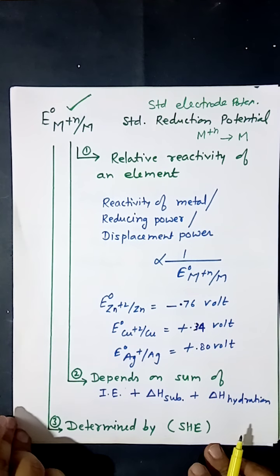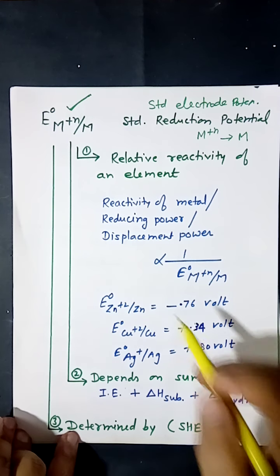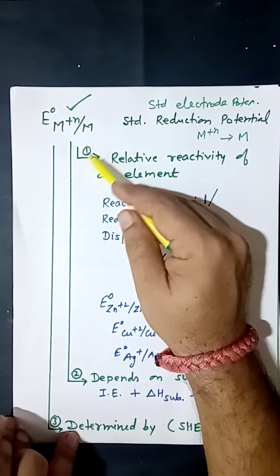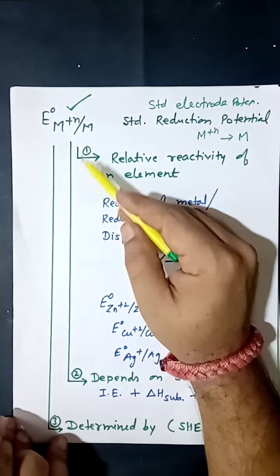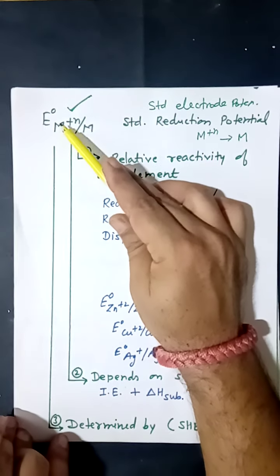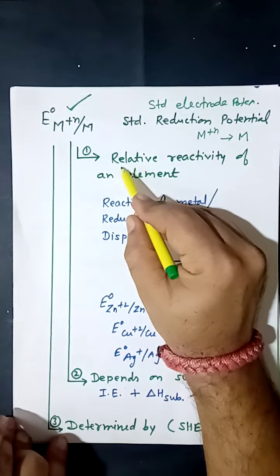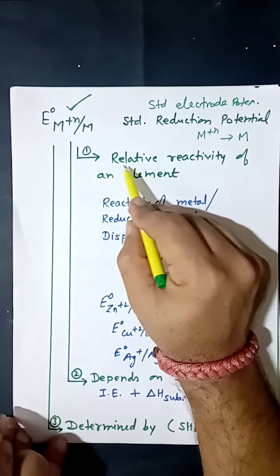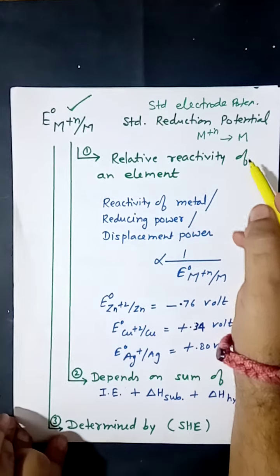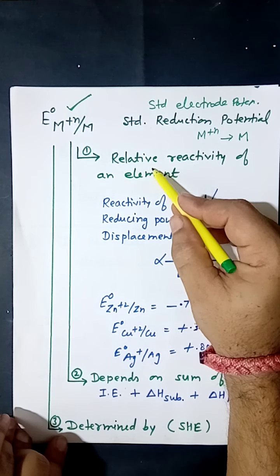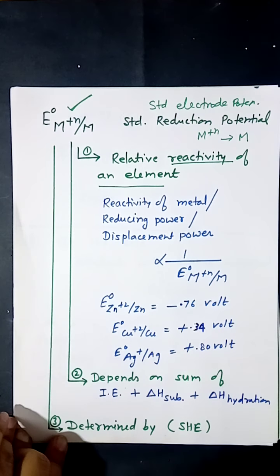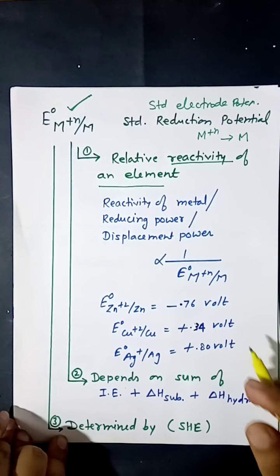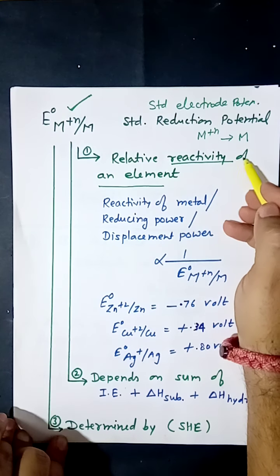Now 3-4 points with respect to E naught we should remember. First, try to be familiar with this symbol, because this helps us in many upcoming chapters also. So first point, whenever you see this E naught, first use this particular property of E naught. E naught reflects the relative reactivity of elements. So the first point, what we will come to know after knowing the value of E naught, the answer should be, we will be able to compare the reactivity of different elements.